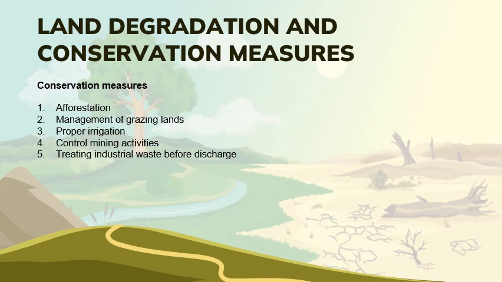Land degradation can be somewhat contained by increasing tree plantation, that is afforestation, managing the overgrazing of grass, proper irrigation, that is giving only the required amount of water, limiting mining activities, and lastly treating industrial waste before discharging it.